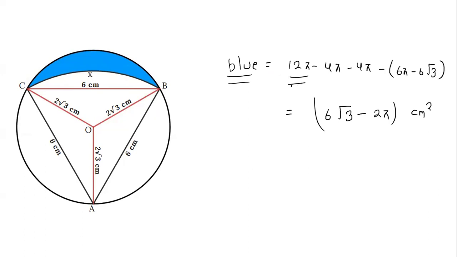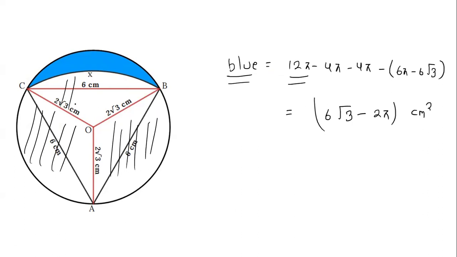So now you can easily calculate the blue area. This is the total area, which is 12 pi, minus this green area, which is 4 pi, minus this yellow area, which is 4 pi, and minus this white area, which is 6 pi minus 6 root 3. So this will come as 6 root 3 minus 2 pi centimeter square. So in this way we can solve this.